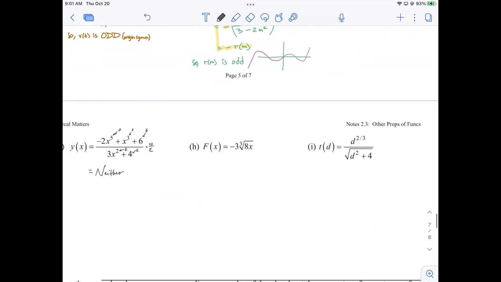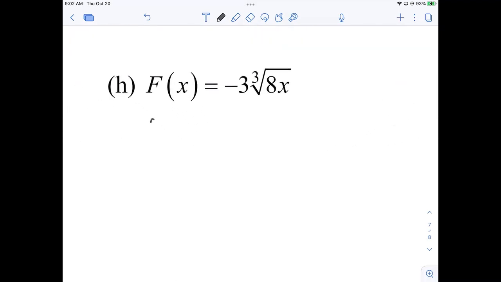All right. The next one, we get f of negative x is equal to negative 3 times the cube root of 8 times negative x. Okay, well, here's the deal. Off to the side. Well, we can because there's a variable and it's a cube root, so negatives are okay. If it were an even root, it'd be game over. Even roots don't have y-axis symmetry at all, but odds can, or they can have origin symmetry.